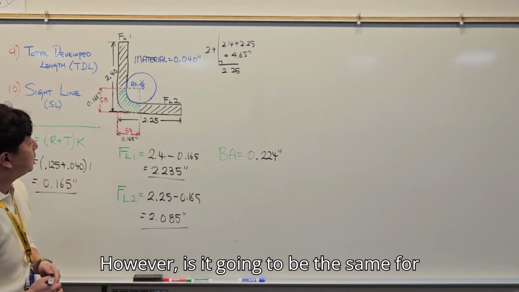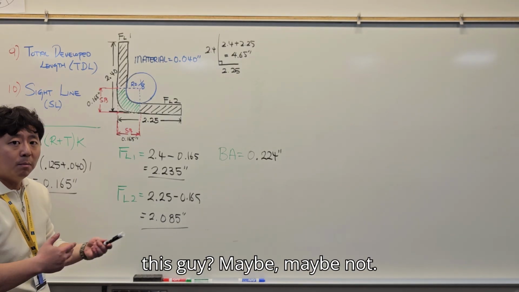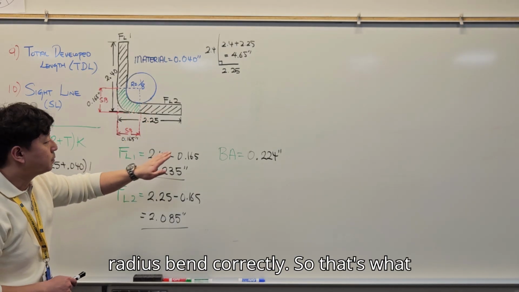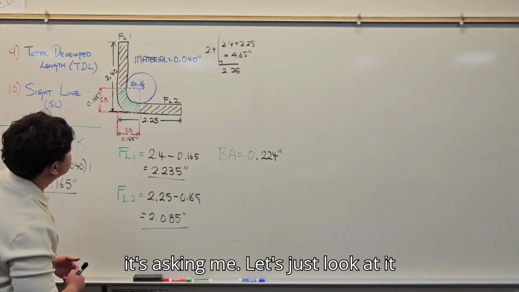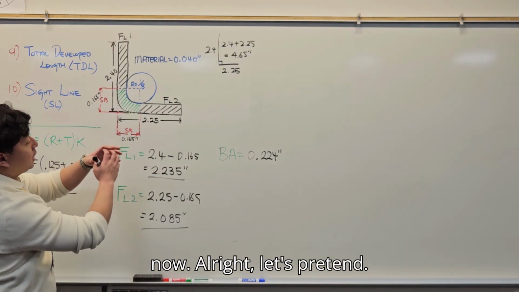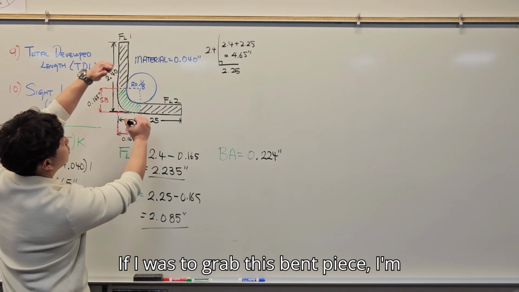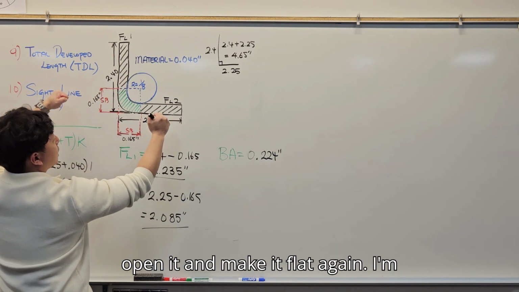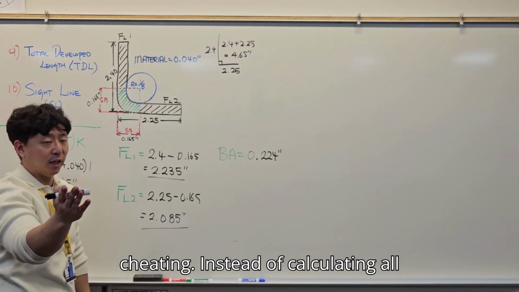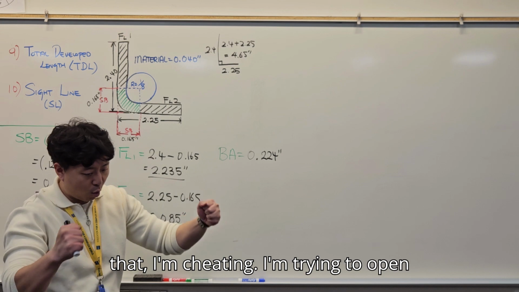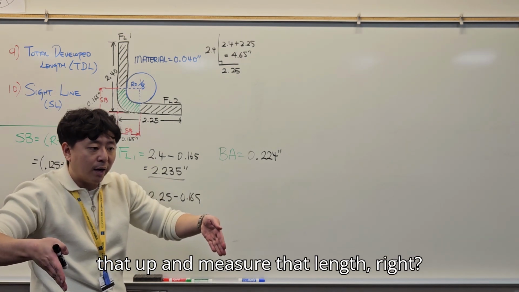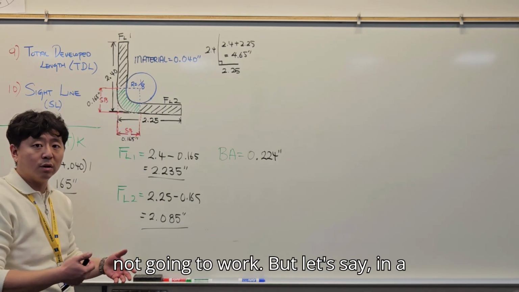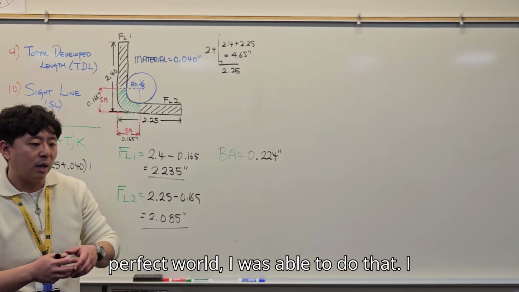However, is it going to be the same for this one? Maybe, maybe not, but most likely not, because I have this radius bend, correct? So that's what it's asking. Let's just look at it now. Let's pretend I was to grab this bent piece with Hulk strength, and open it and make it flat again. I'm cheating. Instead of calculating all that, I'm trying to open that up and measure that length. It's not really going to work because if you cold work it, it's going to break, it's going to wrinkle. But let's say in a perfect world, I was able to do that.